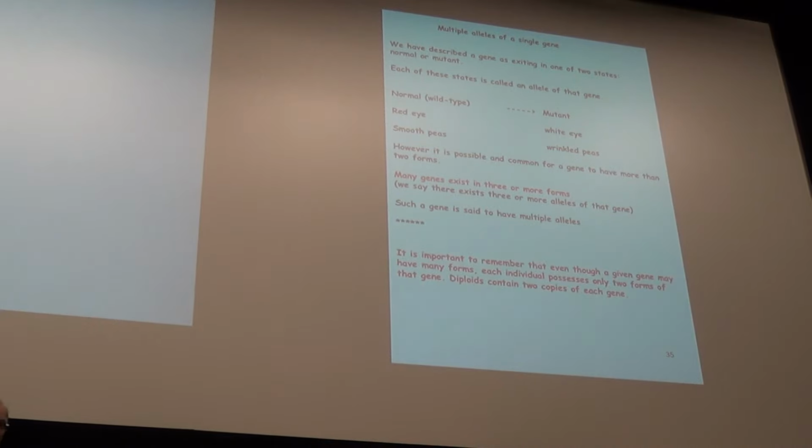It is important to remember, and I'm going to stress this over and over again, that even though a given gene has many different forms, in any single individual you only have 2 copies. You're a diploid. So when you are investigating multiple alleles, you can only investigate them in pairs at a time. If you have 3 alleles, you can investigate 2 at a time, then the next 2, then the next 2, and be able to understand how they all function. So here is our classic example.